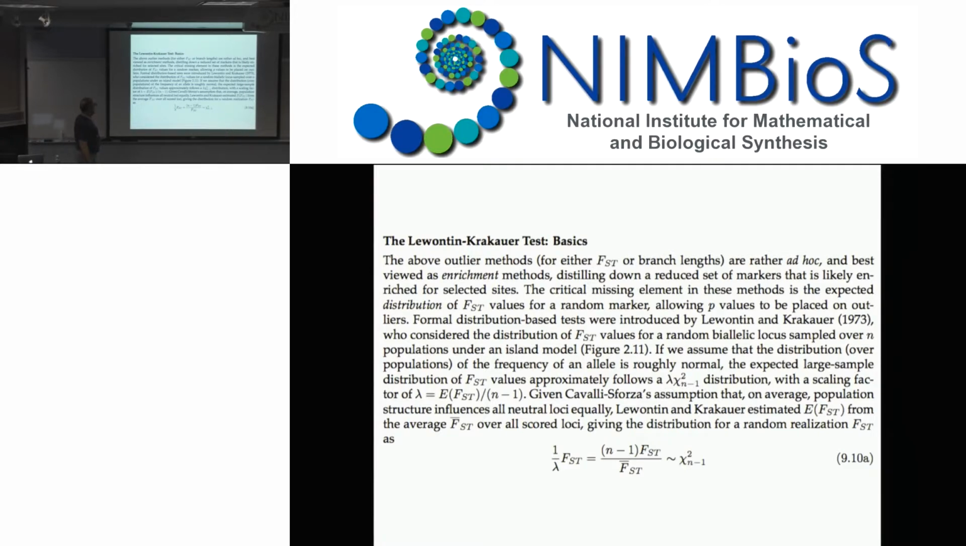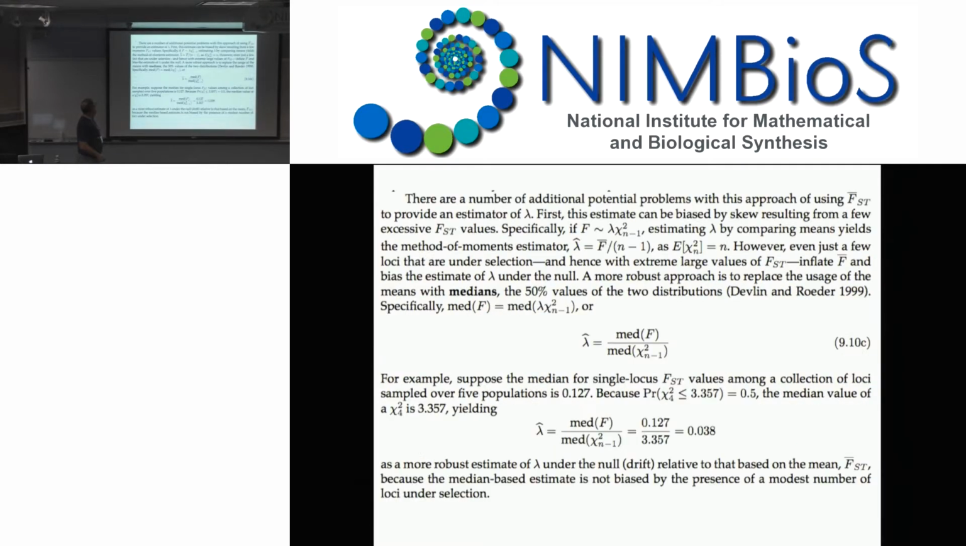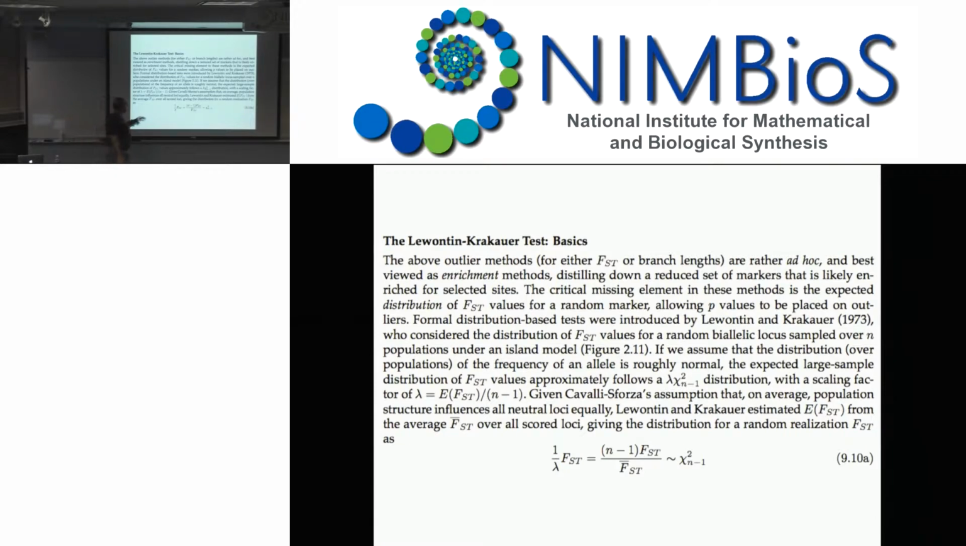So Lewontin-Krakauer basically says that if I take my FST value, my random variable, and multiply it by 1 minus the number of demes over the average value, that's roughly chi-square with n minus 1 degrees of freedom. They got this by assuming that the demes are uncorrelated, and when you can do that, you get this chi-square structure. One immediate problem that you can correct is that the bar here means I'm taking the average FST over everyone. So each of you is a different marker.